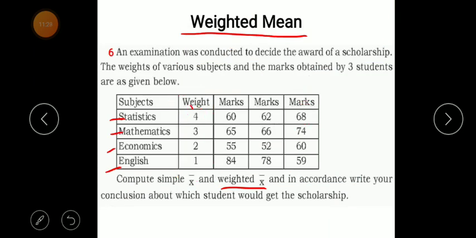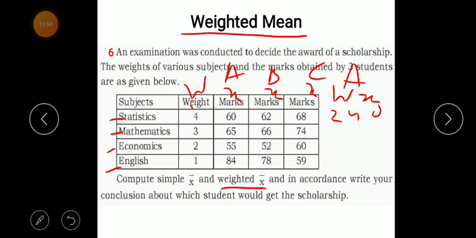Weights are given. This is nothing but W. This is for A, B and C. X values for A, B and C. Right? So Wx for A, you can write here only if you want, or else one more table you have to draw. For A, W into X. So what is W into X? 4 into 60, that is 240. 3 and so on. For B, W into X. For C, W into X.